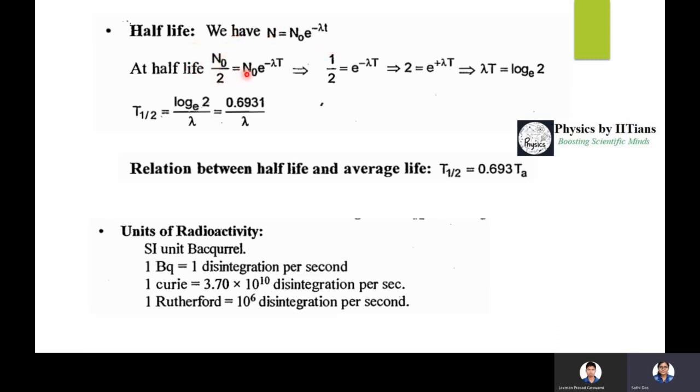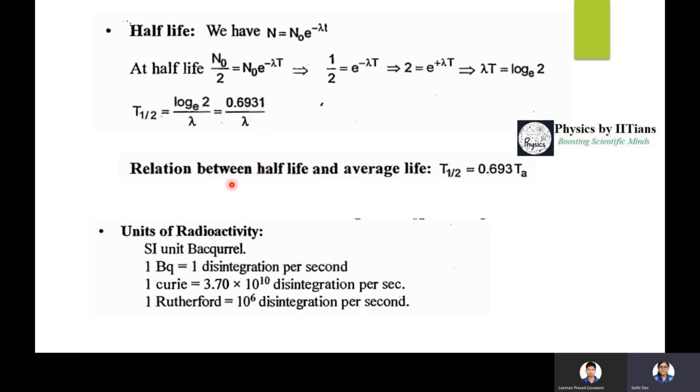So N naught by 2 equals N naught e to the power minus lambda into capital T, where T is the time that decays N naught to N naught by 2. Calculate it, and you will get lambda T equals log 2, or log e base 2. You can write it as T half equals log 2 divided by lambda, or 0.6931 divided by lambda. You can also write ln 2 by lambda, that is 0.6931 by lambda.